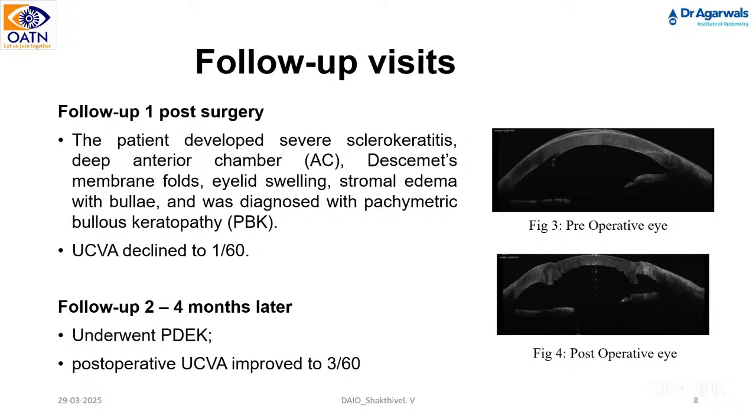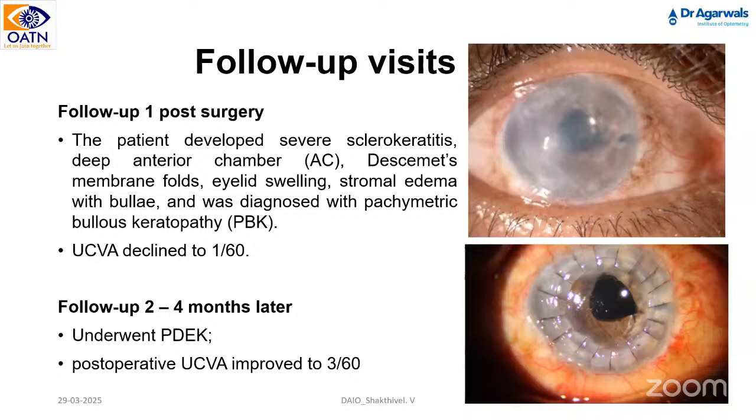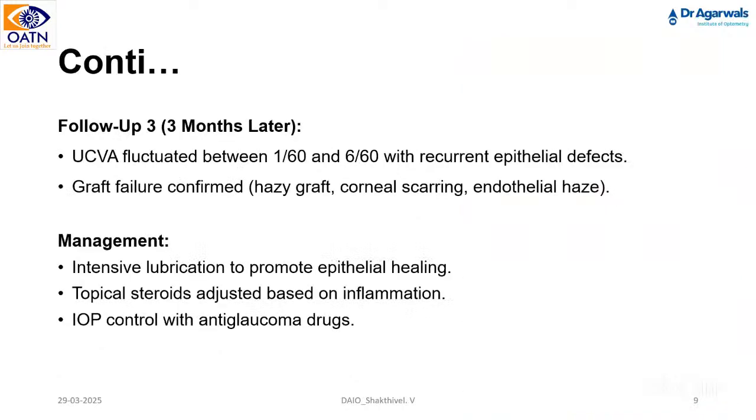Follow-ups and visits. Follow-up 1 post-surgery: the patient developed severe sclerokeratitis, deep anterior chamber, Descemet membrane folds, eyelid swelling, stromal edema with bullae, and was diagnosed with pseudophakic bullous keratopathy. Uncorrected visual acuity declined to 1/60. Follow-up 2: underwent PDEK, that is phacoemulsification with Descemet membrane endothelial keratoplasty. His post-operative uncorrected visual acuity improved to 3/60. And these are the images of the pre-operative and post-operative.